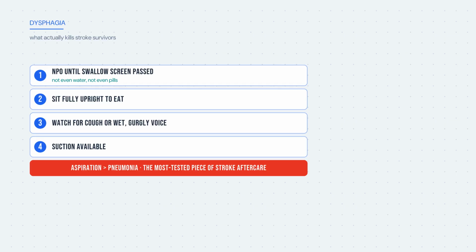Dysphagia, trouble swallowing. A brain that cannot coordinate a swallow lets food and liquid slip into the lungs, and that is aspiration pneumonia. So, before a stroke patient gets anything by mouth, not even water, not even their pills, they get a swallow screen. Keep them NPO until it is passed, sit them fully upright to eat, and watch for coughing or a wet, gurgly voice. This is the most tested piece of stroke aftercare there is.